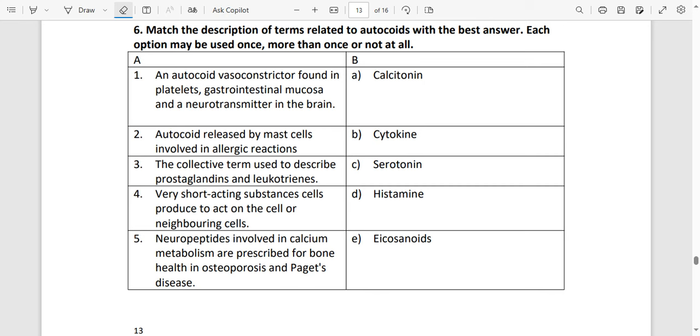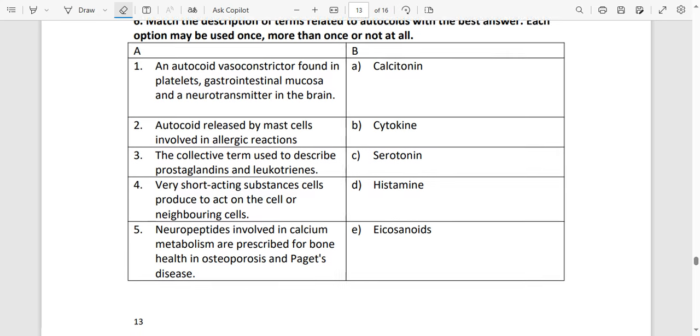A cytokine. Neuropeptide involved in calcium metabolism are prescribed for bone health, osteoporosis, and Paget's disease. Calcitonin. Thank you.